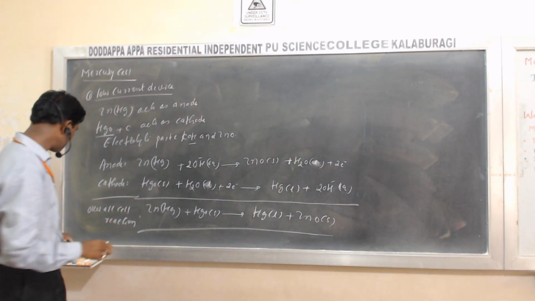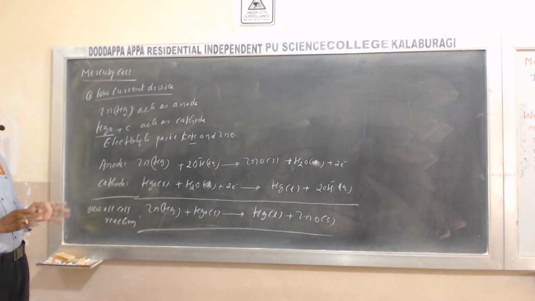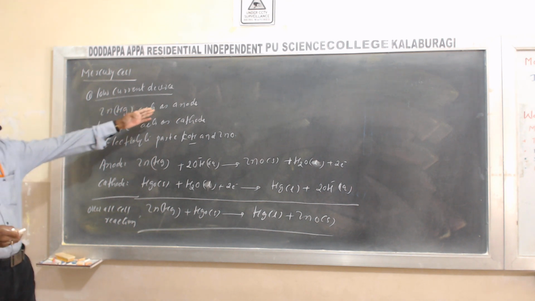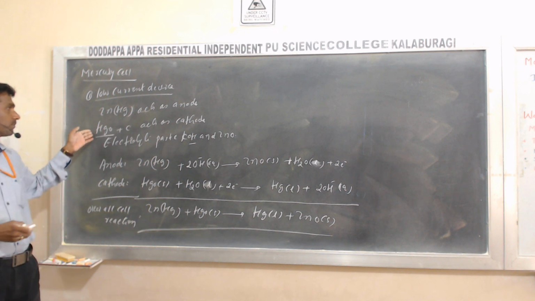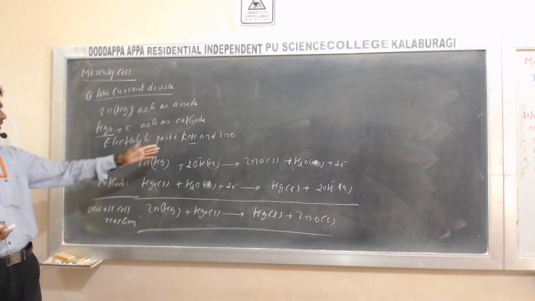So in the examination, if asked to write a note on the mercury cell, it is very simple. It is a low current device. Zinc amalgam acts as the anode, the oxides of mercury and carbon act as the cathode, and the electrolyte is a paste of KOH and zinc oxide.